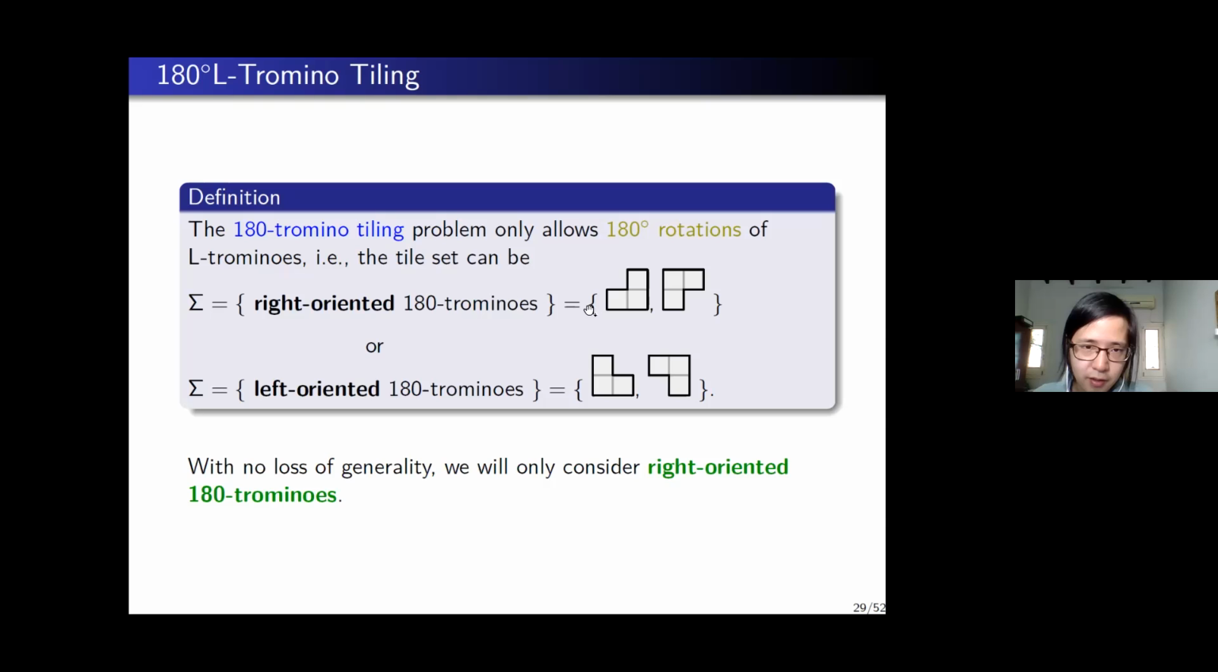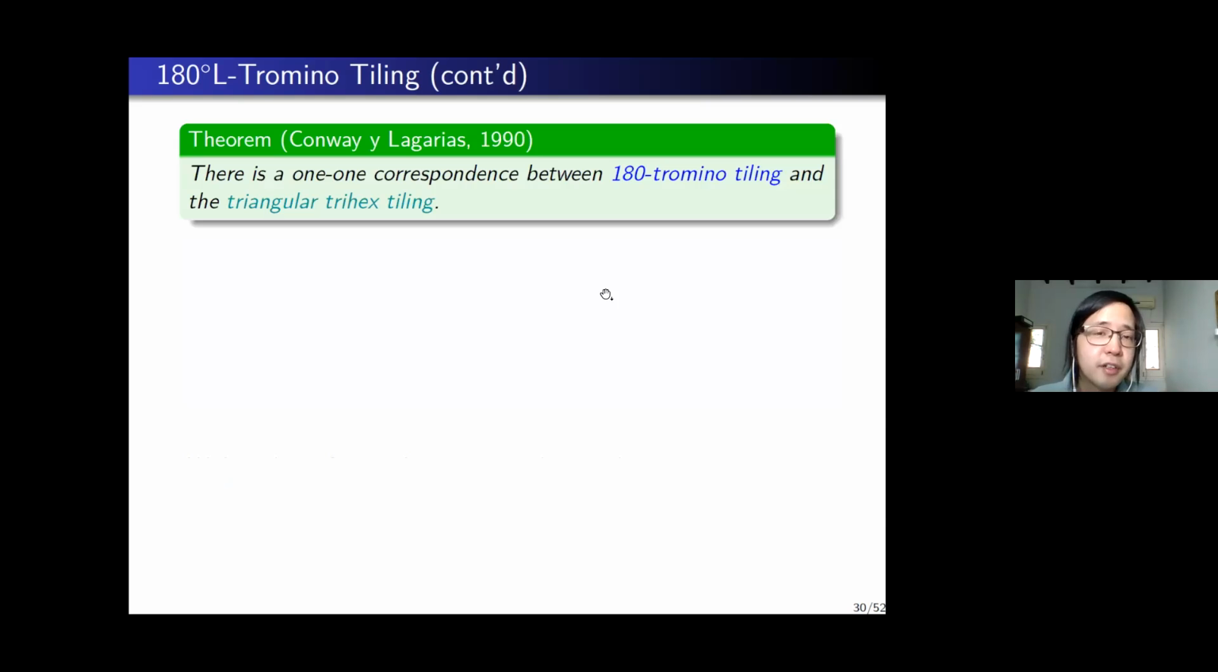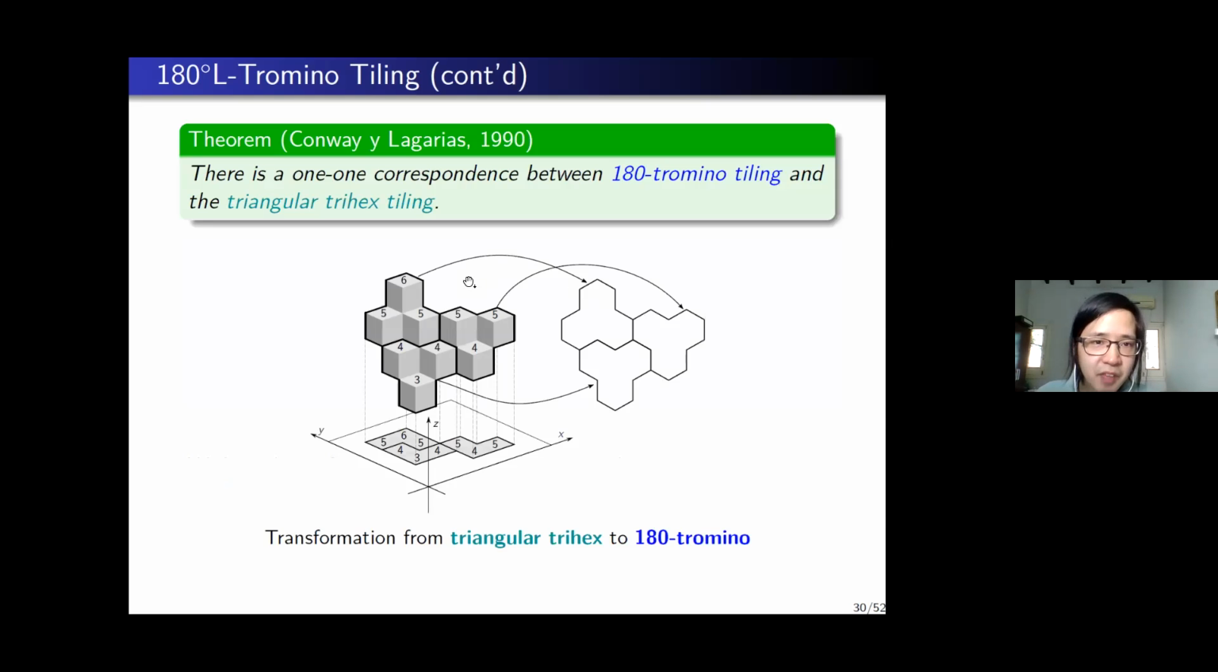This restriction is interesting because there is a relation to another very different tiling problem called triangular trihex tiling. And triangular trihex is this shape, the hexagonal shape we see here. There is a one-to-one correspondence between the 180 tromino tiles and the triangular trihex tiling. So these problems are equivalent.